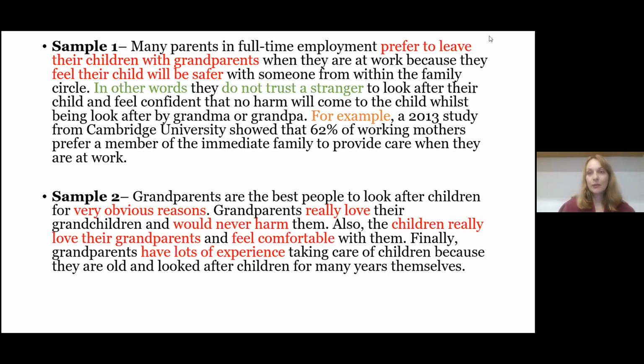So the idea is, here we have the logical structure. We have red, which shows the topic sentence, the claim. We have green, which gives us the explanation, and we have orange, which gives us the example. Sandwich, just like this. What happens in the second one? In the second one, when we are reading, we need to understand that we logically get the point of the writer. So if I am a confident reader, I want to find the topic sentence at the beginning for very obvious reasons. Grandparents really love their grandchildren and would never harm them. Let's stop here.